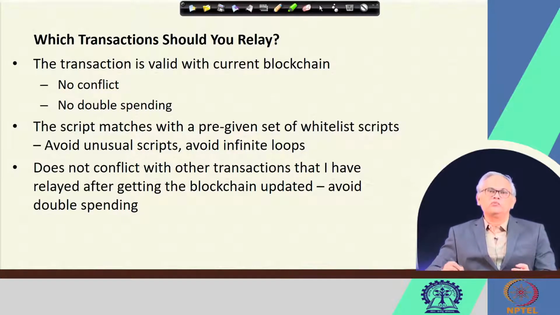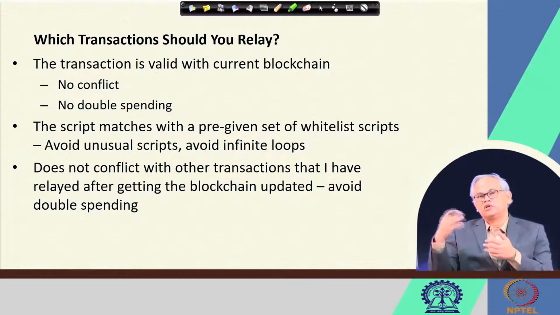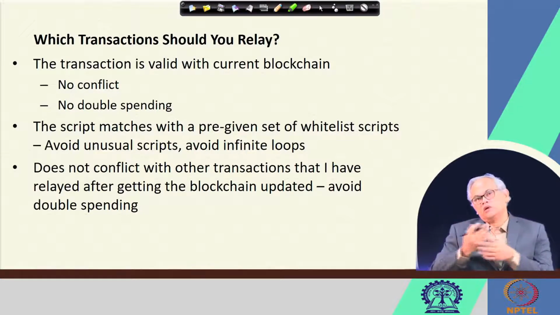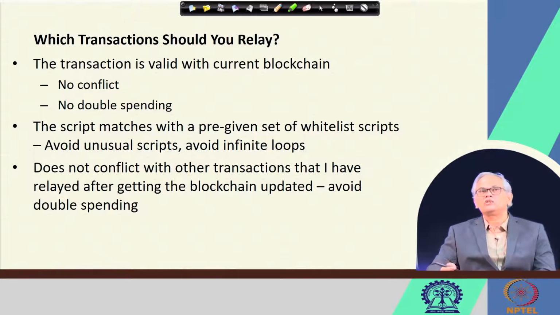So, we will see a bit more detail about double spending. It means that if Alice has got, say, 10 bitcoins and Alice is sending those 10 bitcoins to Bob, and then before that particular transaction gets added to the blockchain, Alice again spends the same 10 bitcoins on Carol. So, that means Alice had 10 bitcoins to start with, and she is spending 10 first on Bob, and another 10 on Carol, which is not something that should be allowed. This is called double spending. So, these kinds of checks are done before these transactions are relayed.